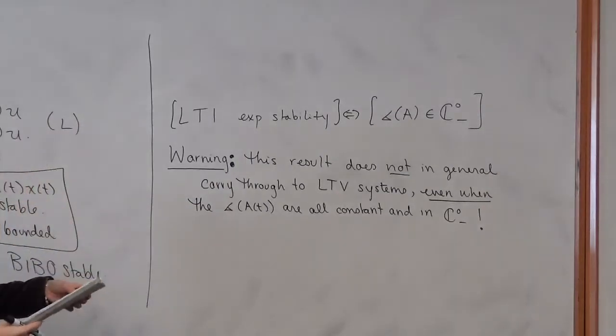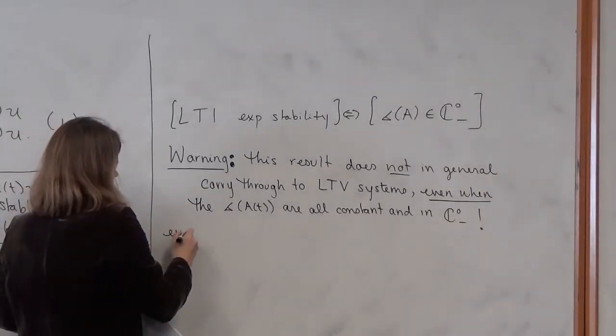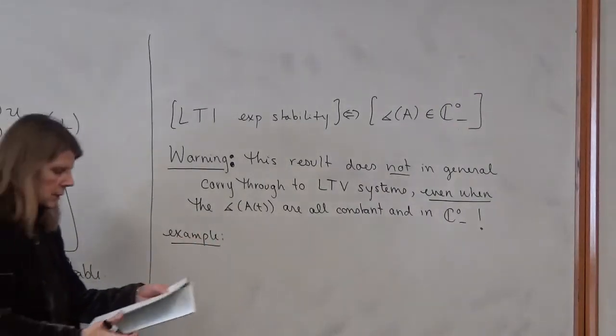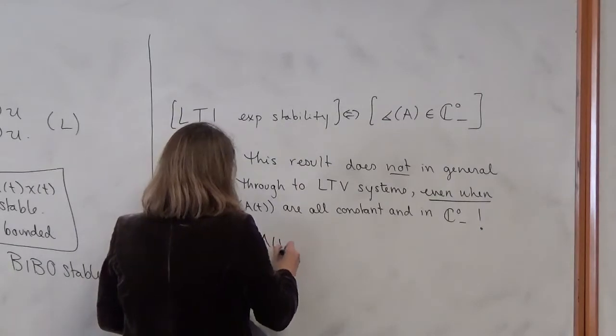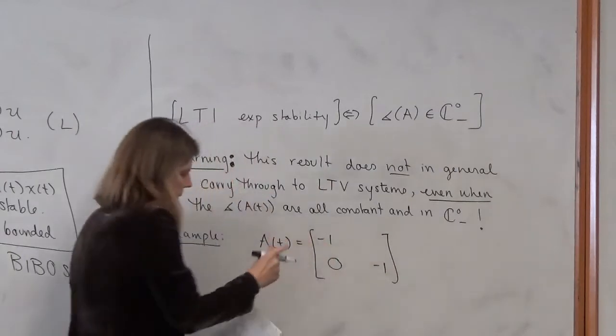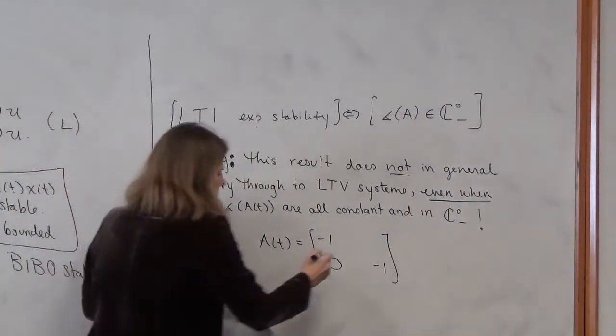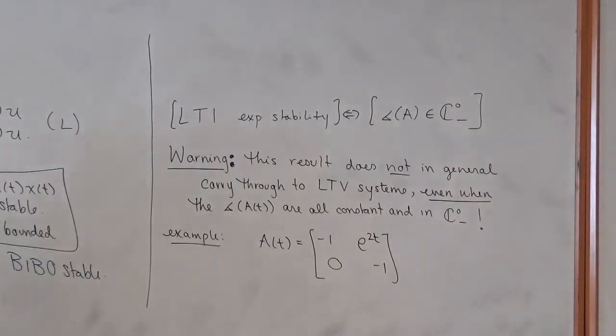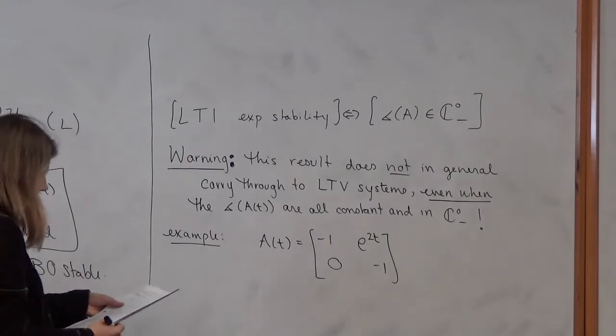And here's just a counterexample to the system being stable if all the eigenvalues are in the open left half plane. So suppose you had an A of t matrix, a time-varying matrix. It's upper triangular, so you can just observe that the eigenvalues are both -1, but it's got a time-varying component in it, which is e to the 2t here. So if you look at that system, you say, aha, the eigenvalues are just the diagonal elements because it's upper triangular. They're both at -1, both in the open left half plane. That looks like it would indicate stability.